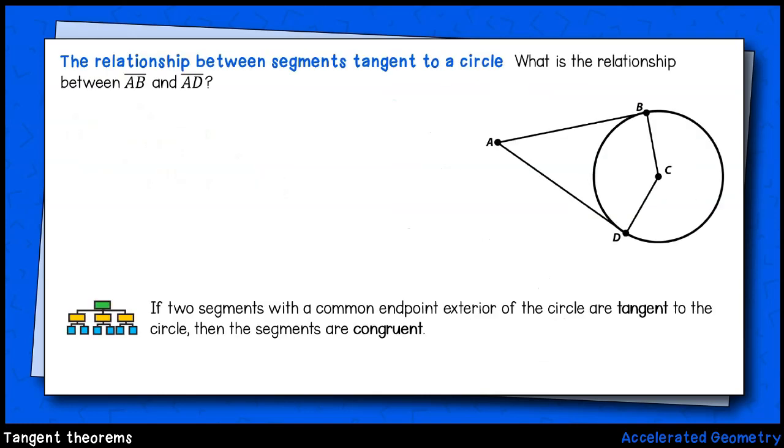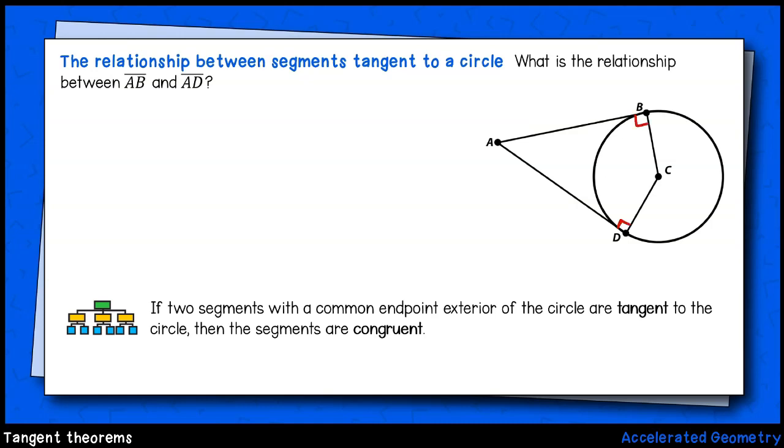All right, we have one more case to consider when it comes to tangents, and that is how the segments of two tangents relate to one another. In this example, we have tangents AB and AD. They meet at a common endpoint A outside of the circle. We would like to know how AD and AB relate to one another. Let's fill in some additional information on the figure.